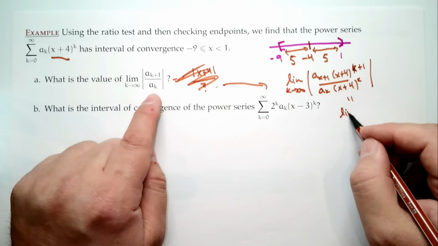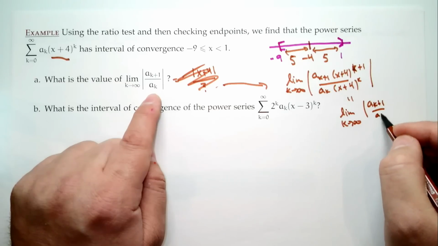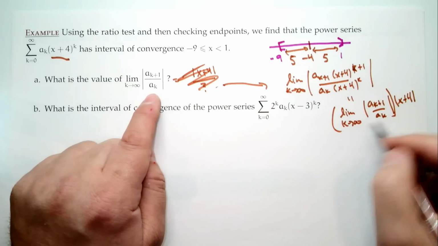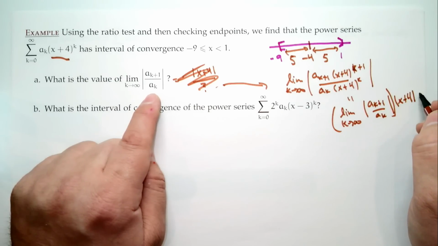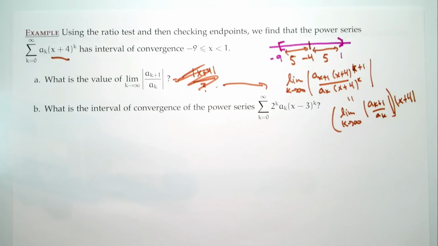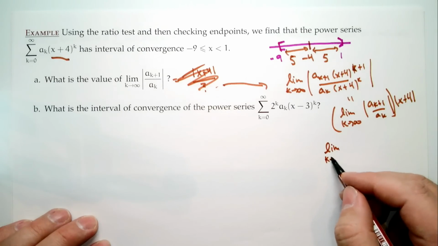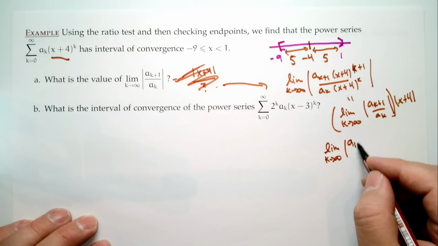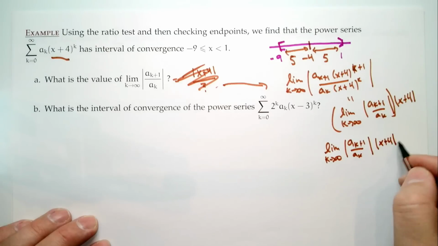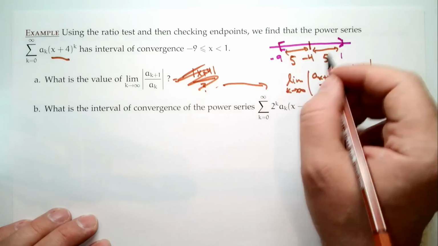So this would be the limit as k goes to infinity of the absolute value of a_(k+1) over a_k, times the absolute value of x plus 4. So we have this limit times the absolute value of x plus 4, and the series converges whenever this is less than 1. So the limit as k goes to infinity of the absolute value of a_(k+1) over a_k times the absolute value of x plus 4 is less than 1. This gives us information about this expression here.